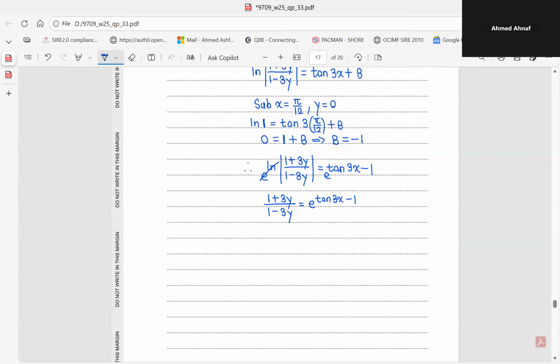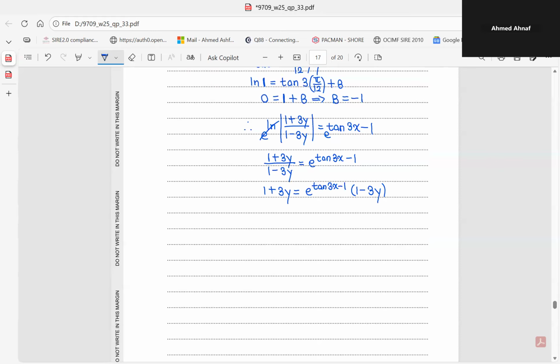Now we will multiply by the denominator, to get rid of the denominator. So this would be e to the power of tangent 3x minus 1 times 1 minus 3y. Okay, and then we'll get 1 plus 3y equals e to the power of tangent 3x minus 1, minus 3y e to the power of tangent 3x minus 1.